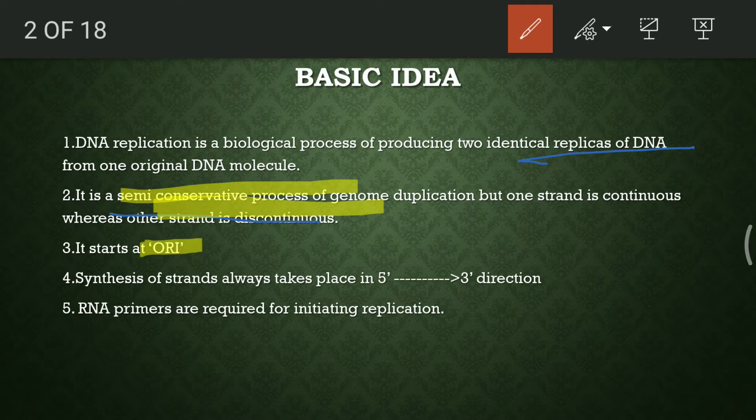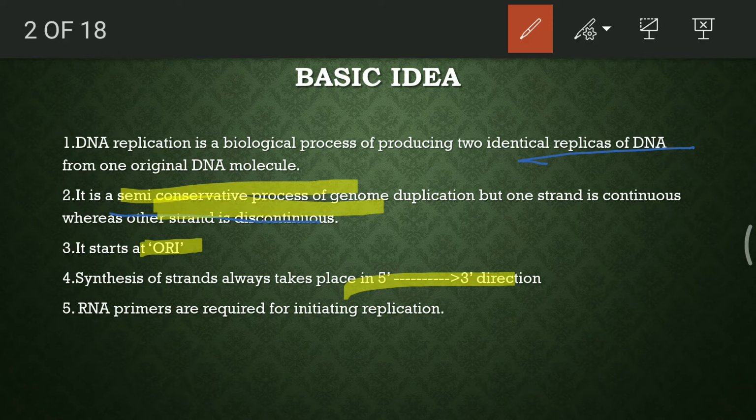There is a region which is known as ORI, the origin of replication region. At this region, the strand starts separating, or you can say this is the site at which the replication process is initiated. The synthesis of the strand always takes place in the 5' to 3' direction because the 5' position and 3' position have free OH groups, and hydroxyl groups help in the process of initiation.